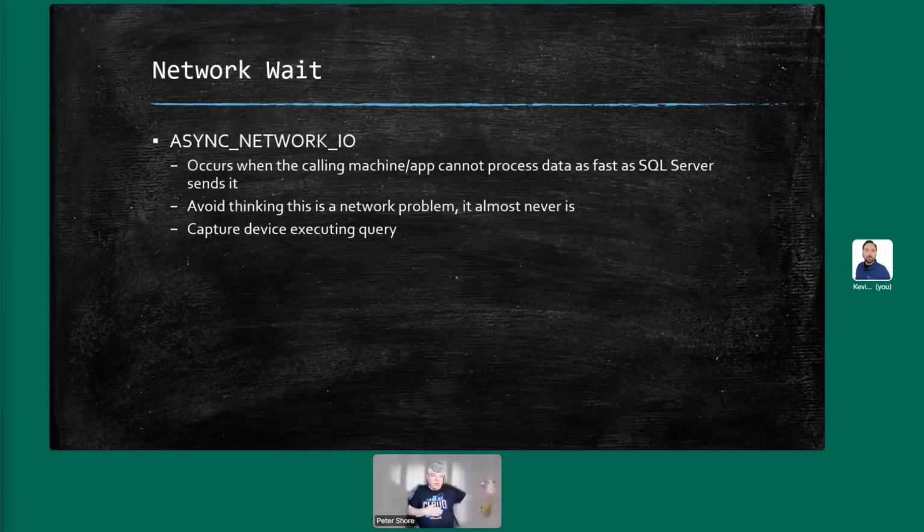Now, I mentioned earlier, thread pool is my least favorite, most scary wait. Async network I/O is probably my favorite wait to see because it generally means SQL Server is processing the data at breakneck speed relative to whatever is requesting it. So SQL Server is sending the data across the network to whatever's calling it, and whatever's calling it can't process the data fast enough and acknowledge SQL Server has delivered the data.